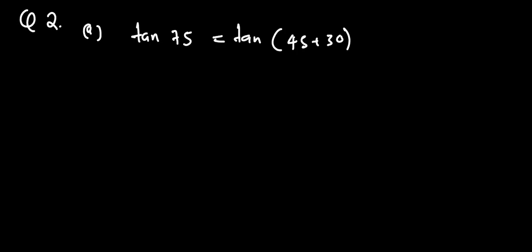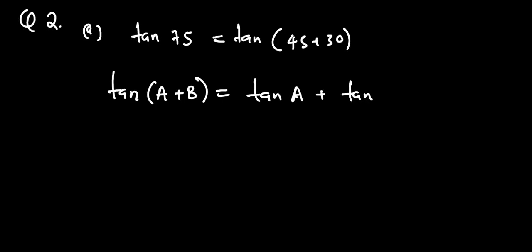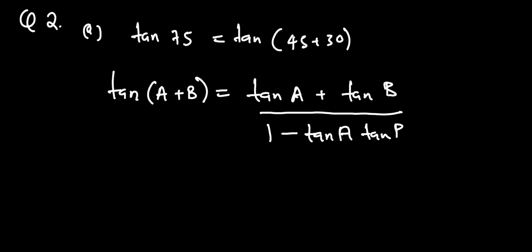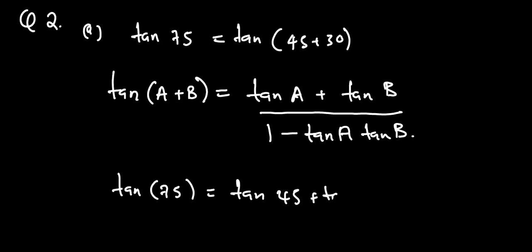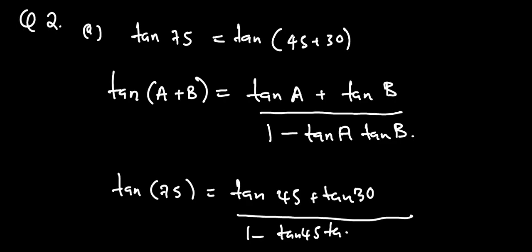So we're going to use the angle addition formula for tan, which says tan of A plus B is the same as tan of A plus tan of B over 1 minus tan of A times tan of B. That's a rule that we're going to apply. So now we're saying tan of 75 is the same as tan 45 plus tan 30 over 1 minus tan 45 times tan 30.